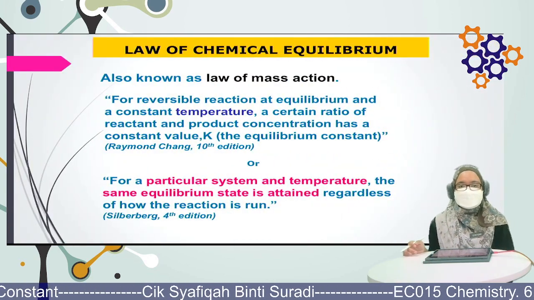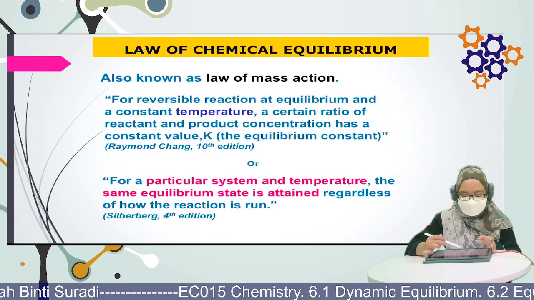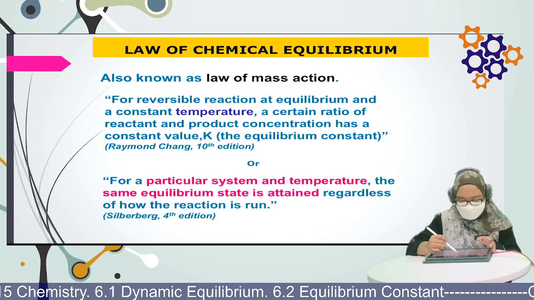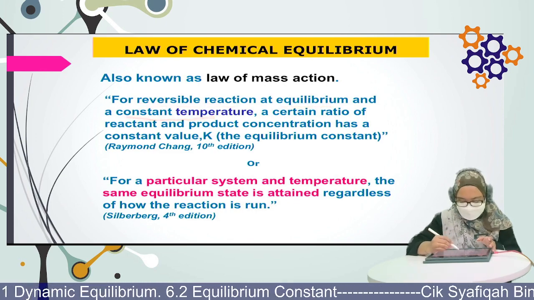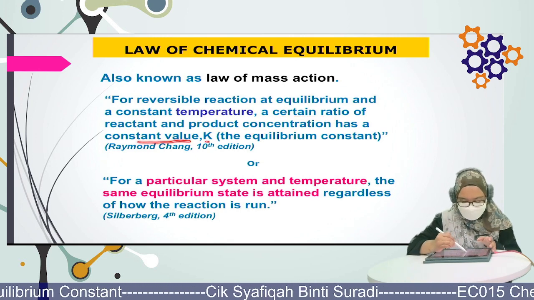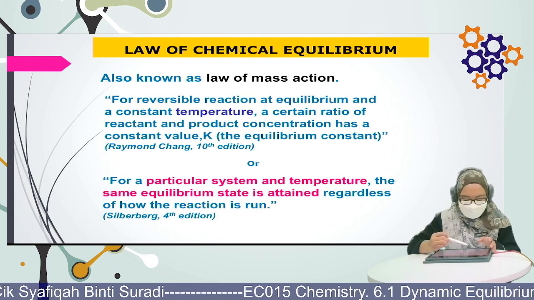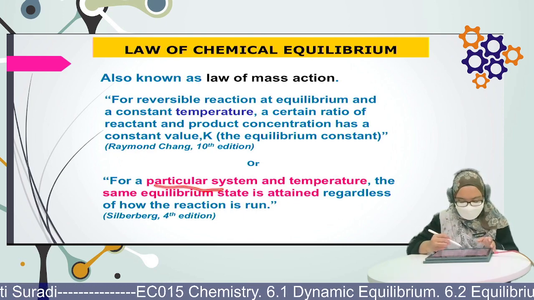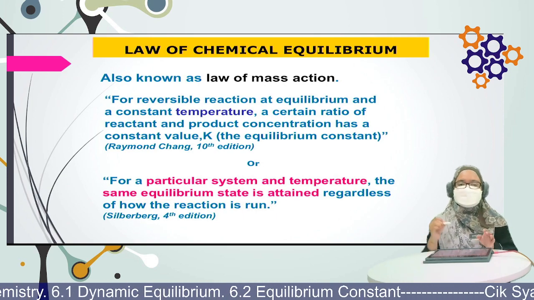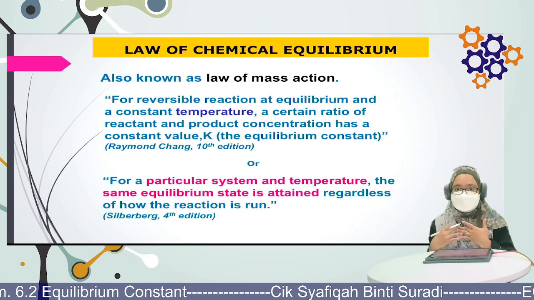Okay. Last term yang kita nak tengok adalah term law of mass action. Okay, so kalau kita baca dia punya maksud law of mass action, dia kata for a reversible reaction at equilibrium and a constant temperature, a certain ratio of reactant and product concentration has a constant value K, which is kita panggil K tu adalah equilibrium constant. Okay, and ataupun kita boleh kata for a particular system and temperature, the same equilibrium state is attained regardless of how the reaction is run. Okay, maksudnya dia nak cakap pasal equilibrium constant. So law of mass action ni kita cakap pasal equilibrium constant K.